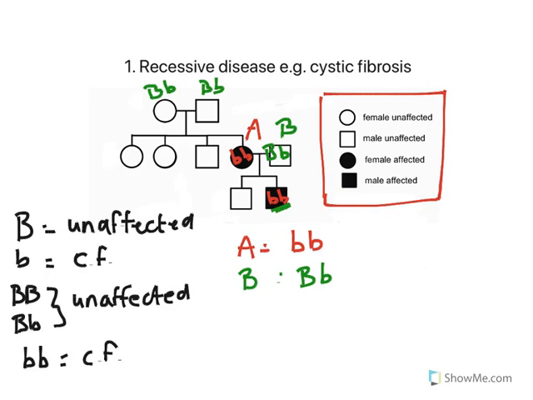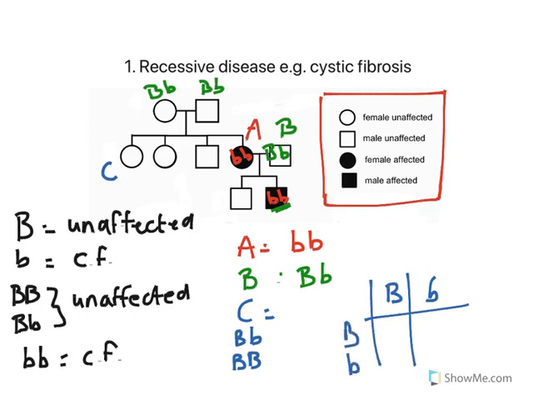The final person we're going to try and figure out is person C over here. They are unaffected, we can see, so they could either be big B, little b, or big B, big B. We can't really tell from this diagram whether or not they are either of those. We know they can be either of those because they're unaffected, but also because the parents are heterozygous. So if we do our little Punnett square, we can see that both genotypes are possible.